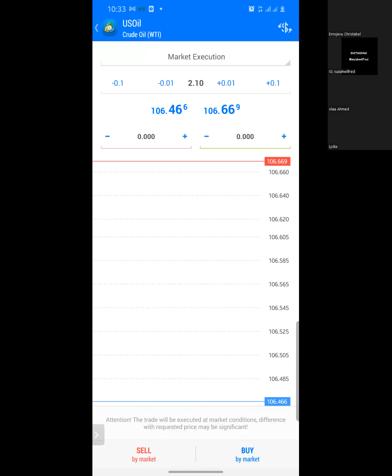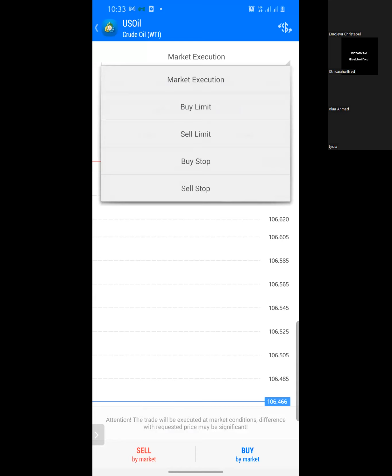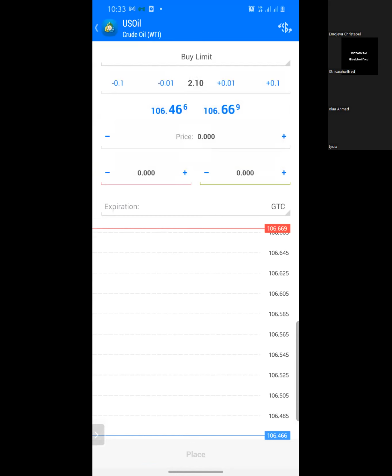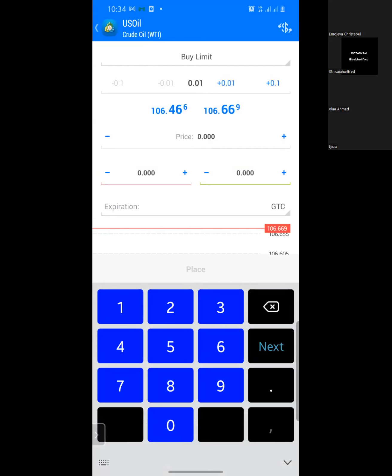So what I do is, where you have market execution, if you click on that, you're going to see a drop-down menu of all different orders. You can see buy limit. I click on buy limit, and at the bottom where it says price, that is where you're putting your entry price. You need to be careful, your lot size is very important. I can see your lot size as 2.10. You need to make sure it's the appropriate lot size you want to use, so 0.01. Where it says price at the bottom, set that to be 105.28.